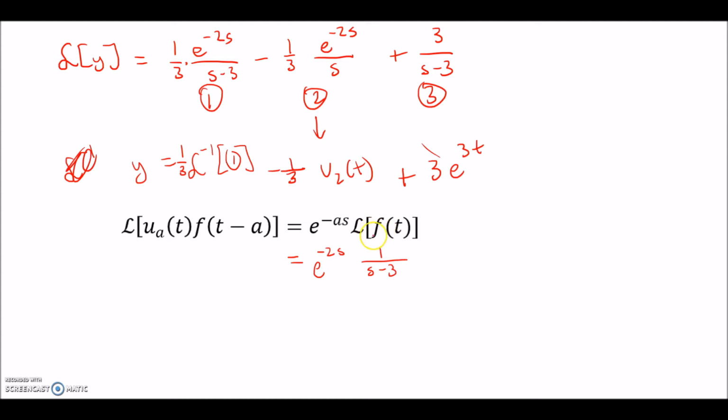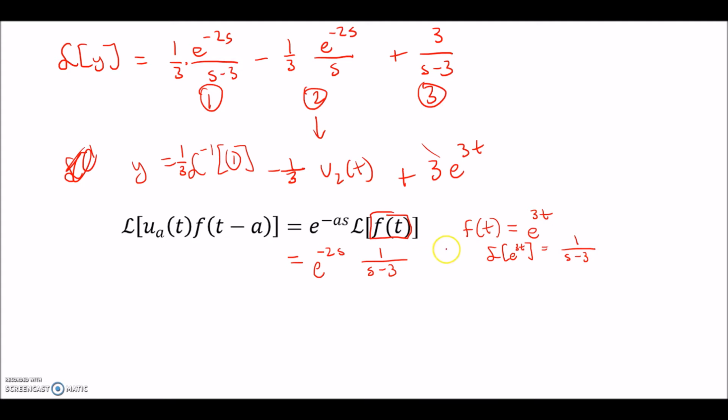So what's required of me? What do I have to do at this point? Well, this says that if I want to invert something of the form e to the negative as times Laplace of f of t, I've got to identify what the f of t is whose Laplace transform would give me 1 over s minus 3. Well, I already know that. f of t, the function whose Laplace transform produces 1 over s minus 3, is e to the 3t. In other words, the Laplace of e to the 3t is precisely 1 over s minus 3.